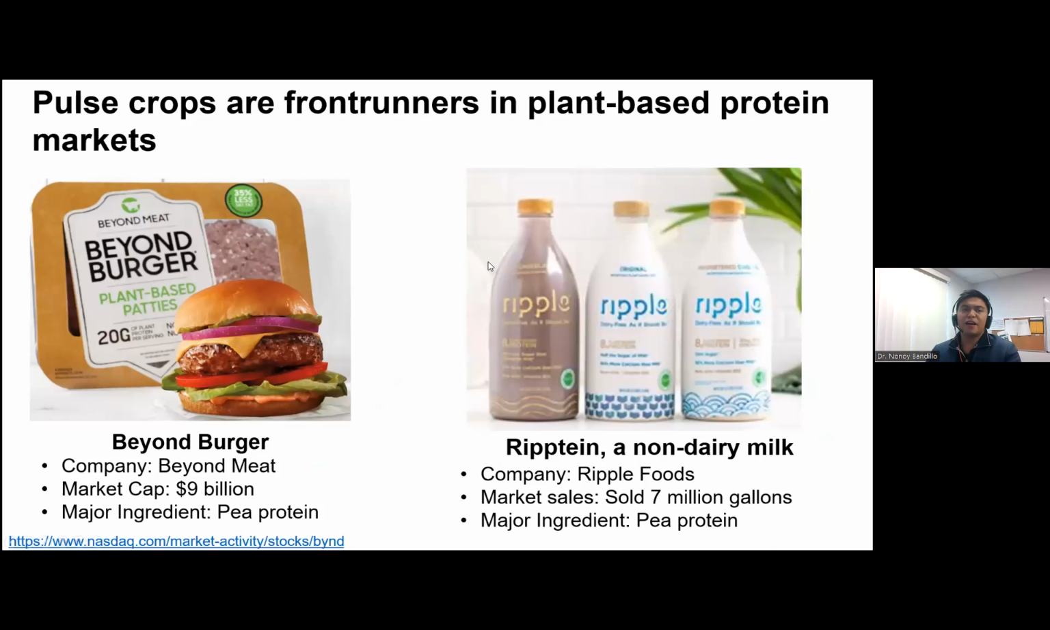Okay, and pulse crops are now front runners in the plant-based protein market, and there has been an increasing demand in the past 5 years. One of the products that you can find in the market, including Costco, which is a wholesaler of products, is the Beyond Burger and Ripptide here, which is a non-dairy milk.